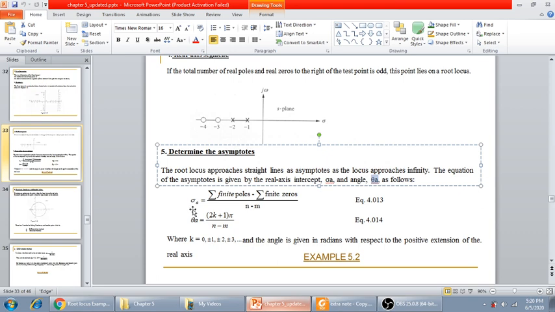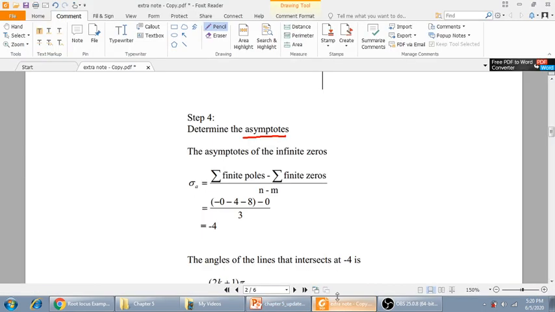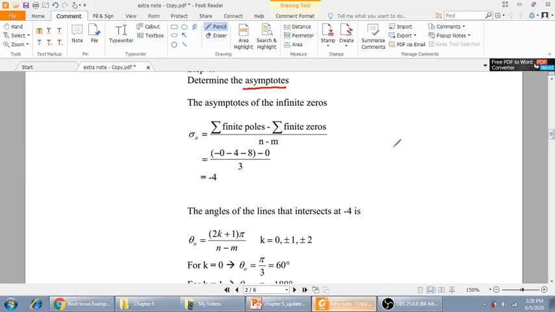To find sigma a, the real axis intercept, the formula is the summation of finite poles minus the summation of finite zeros, divided by the number of poles minus the number of zeros. We apply the formula in this case. Our poles are 0, minus 4 and minus 8. Those are the poles that we have got.